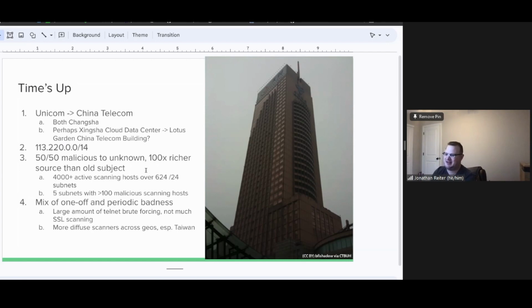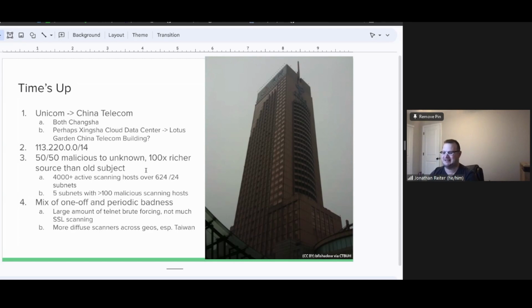113.220.0.0/14, just a slightly larger space. It's 262,000 hosts versus around 66,000, so it's more or less quadrupled in expanse. I'm mostly concentrated on /24s, like previously. Physically, it implies actually not. We've changed ISPs from Unicom to China Telecom. Very similar geos. They're both labeled as Changsha.